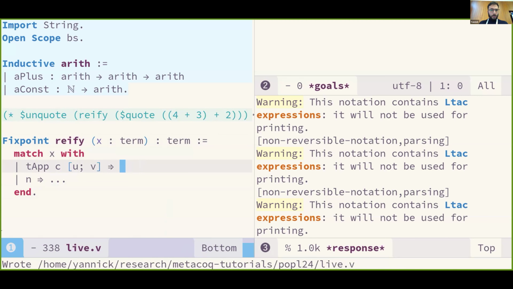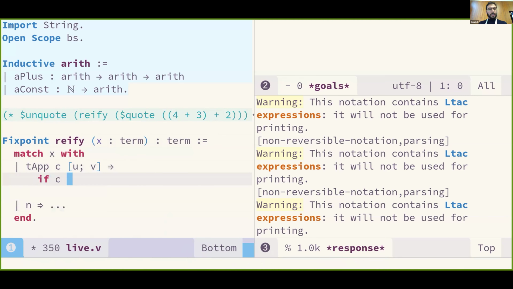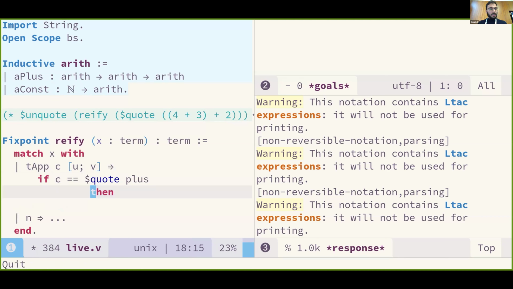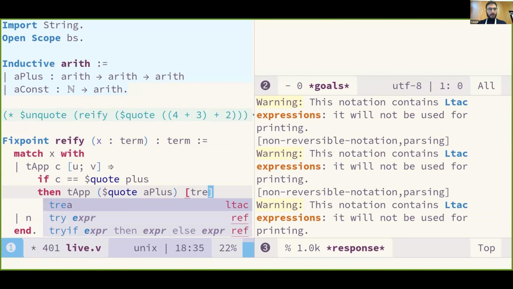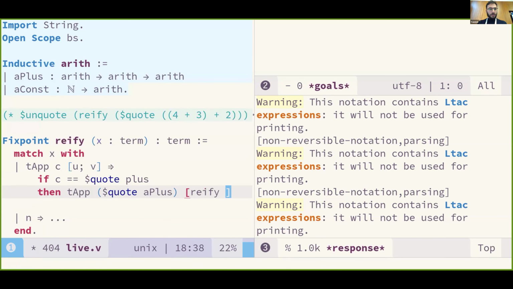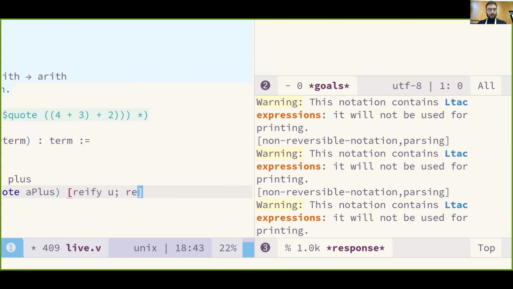So what we need to figure out is whether this constant is exactly plus. We can use a Boolean equality check on syntax, and we want to see whether C is exactly the representation of plus. So I can write it like this. And if that is the case, we want to return an application which in the head now has the plus there, and we want to recursively reify U and reify V.